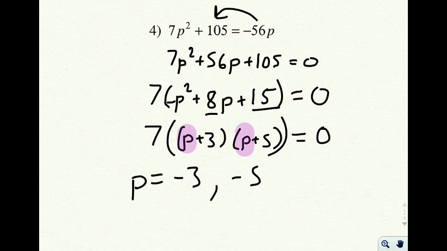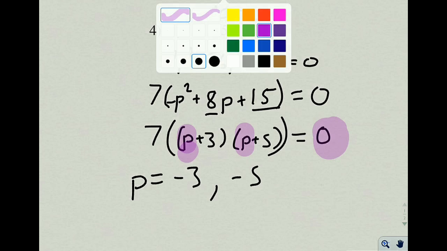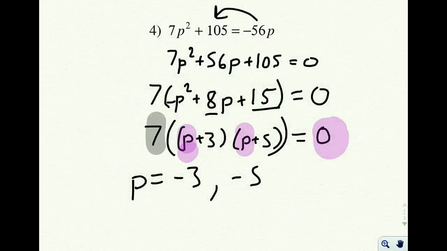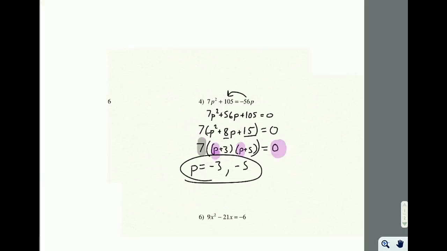You might be a little bit confused about what happened to our 7 here. How come that doesn't get used? Why isn't p equal to 7? Well, if we make p 7, we would get 10 over here and 12 over here, and that doesn't multiply to 0. So the key is to figure out what makes the statement come true, what makes this multiply to 0, and that 7 actually has nothing to do with it. So that 7 is completely irrelevant, which is just the way it is. So our two solutions would be negative 3 and negative 5.